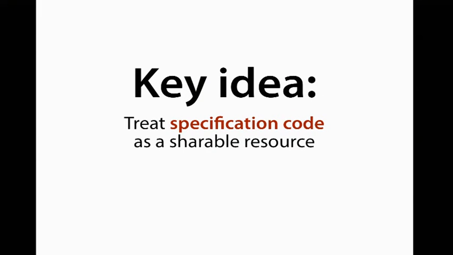Okay, so to deal with this, we introduce specification code as another kind of resource that you get in the logic. And I'll show you what that looks like as we go along here. But basically, this is going to allow a thread to give up access to its spec code to some other thread that can do an operation on its behalf, and then later get that code back.